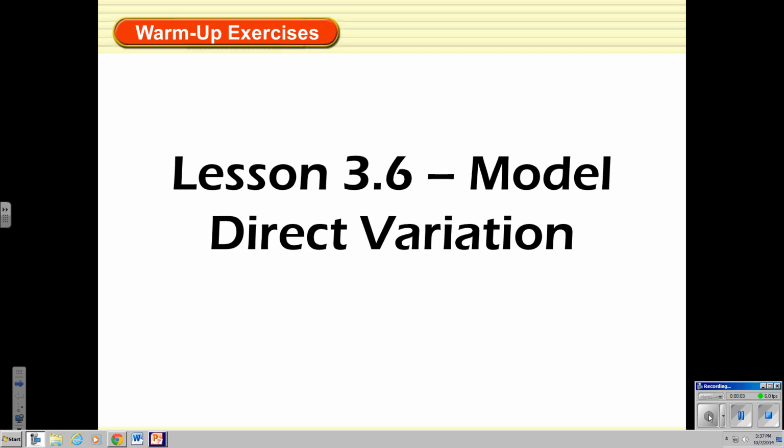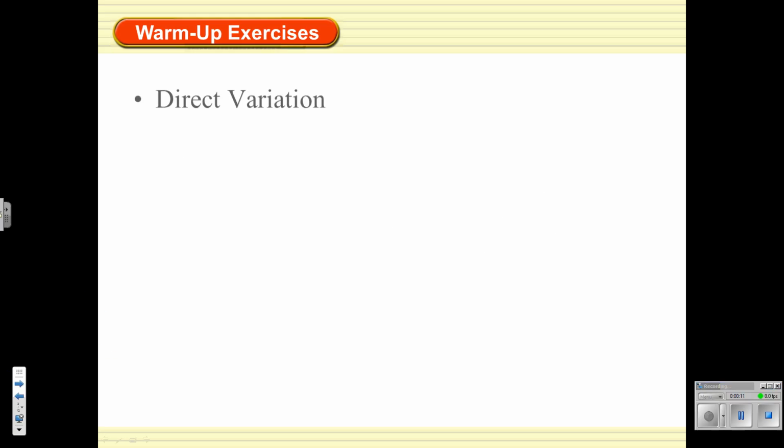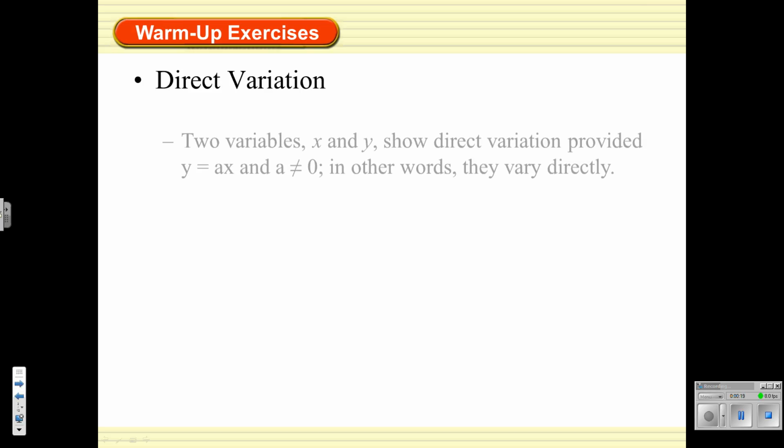All right, this is Chapter 3, Lesson 6, Modeling Direct Variation. This should be interesting. All right, direct variation. So here's the first thing I want to tell you, the key concept for your notes.